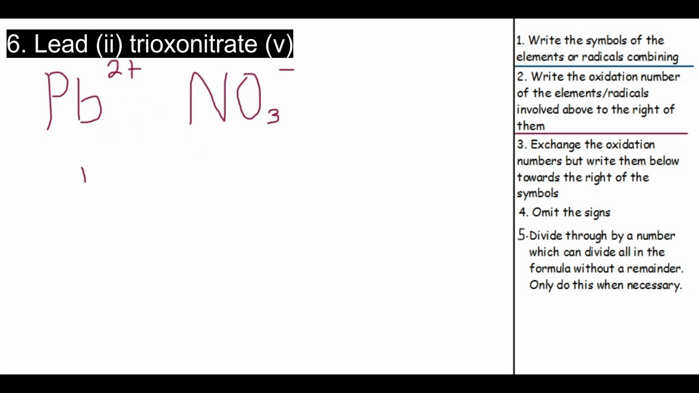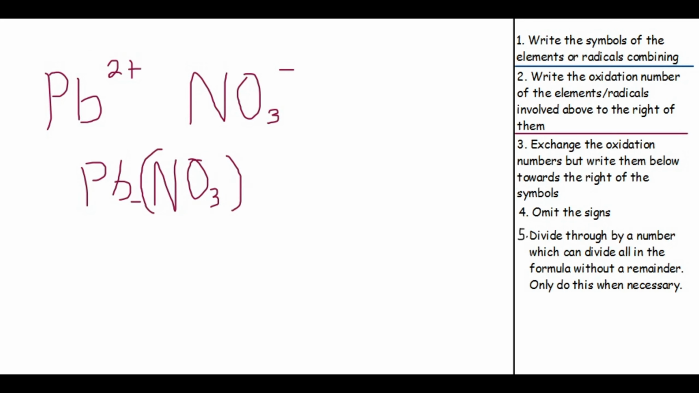So we'll have lead subscript, a negative sign, and NO3 in the brackets, then 2. 2 can multiply everything in the bracket, and when 2 does that, it's going to change what's inside. So we are going to leave the 2 as it is and omit the signs. So we'll have lead nitrate.